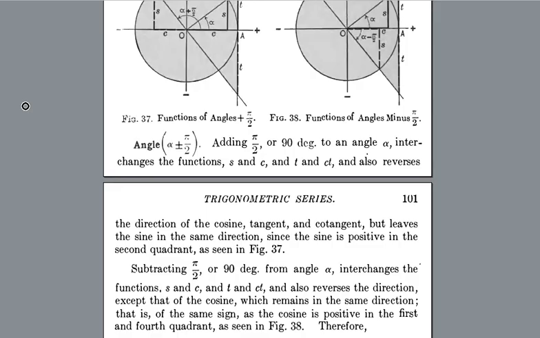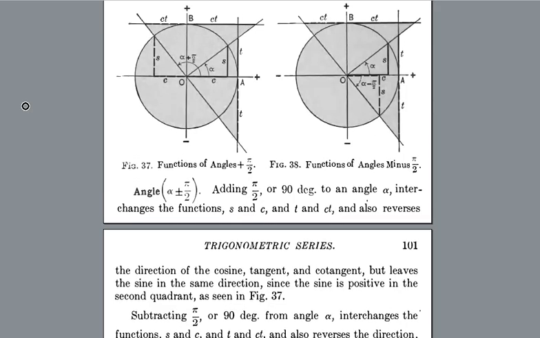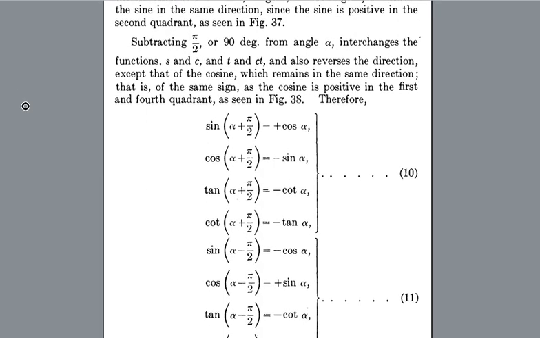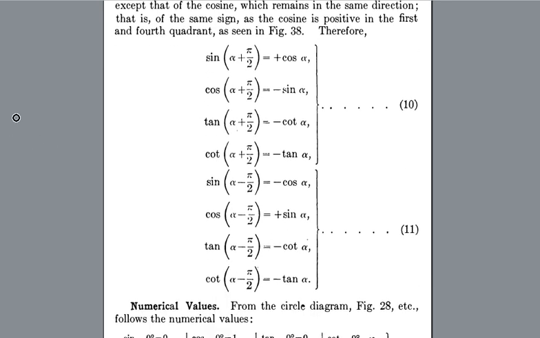Subtracting pi divided by 2, or 90 degrees, from an angle alpha also interchanges the functions S and C, as well as T and CT, and reverses their direction, except for the cosine, which retains the same direction. This occurs because the cosine remains positive in the first and fourth quadrants, as shown in figure 38. The relationships are as follows.